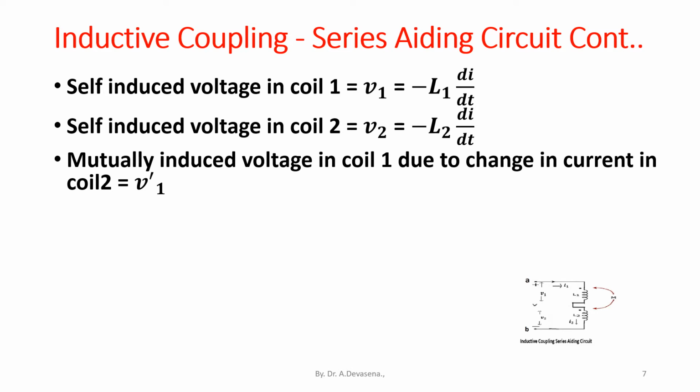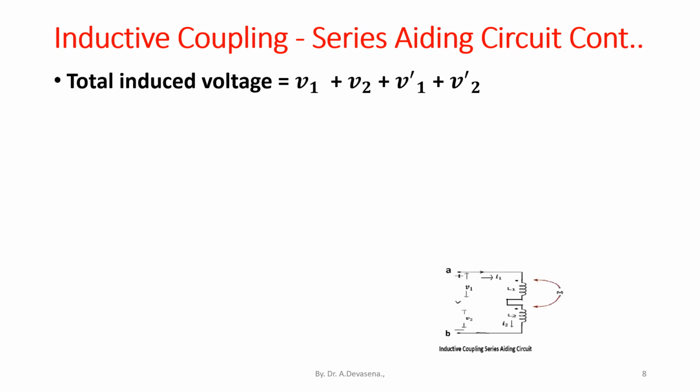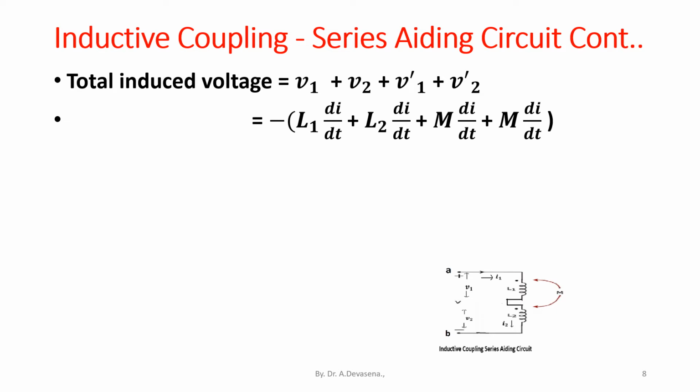Mutually induced voltage in coil 1 due to change in current in coil 2 is V1 dash. Its value is V1 dash equal to minus M di by dt. Mutually induced voltage in coil 2 due to change in current in coil 1 is V2 dash. Its value is V2 dash equal to minus M di by dt. Total induced voltage is V1 plus V2 plus V1 dash plus V2 dash, that is equal to minus of L1 di by dt plus L2 di by dt plus M di by dt plus M di by dt.